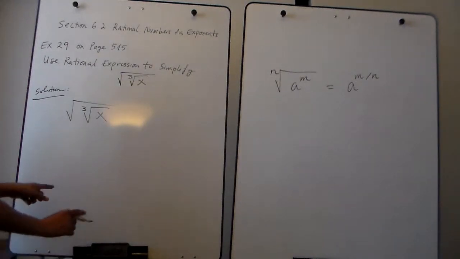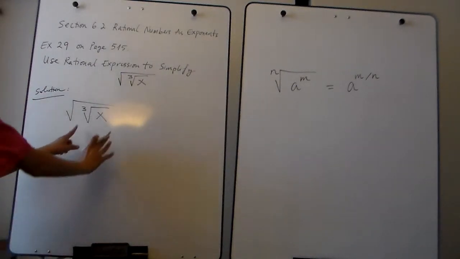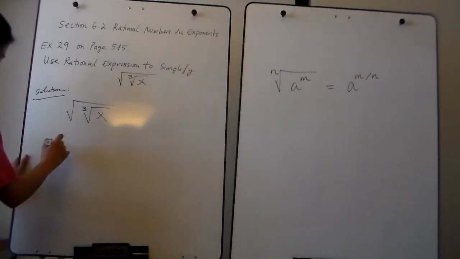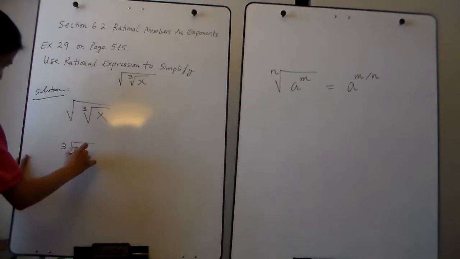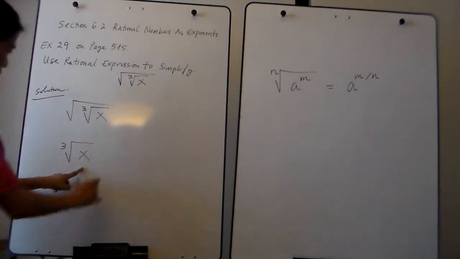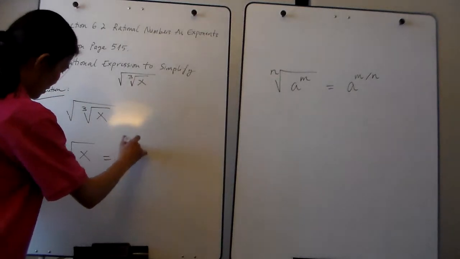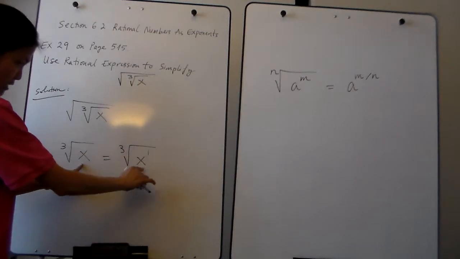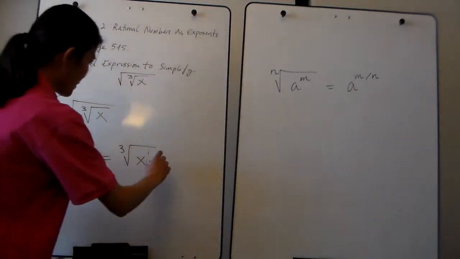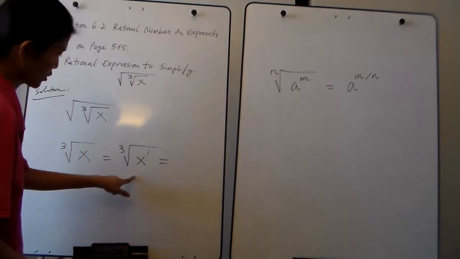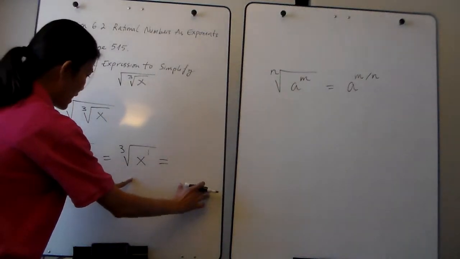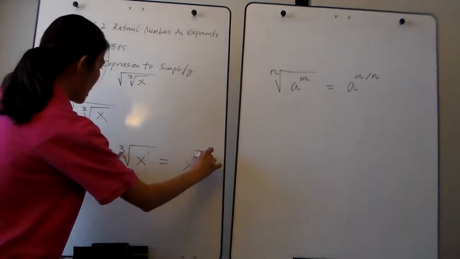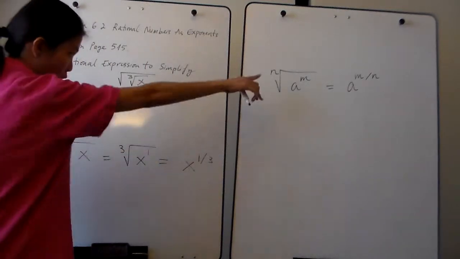So, to do that, we'll work with one radical at a time, okay? So let me focus on this inner radical, the cube root of x. Now you know that, using this formula, you can treat x as x raised to the first power, okay? So that means going from the radical expression to the exponent expression, x raised to 1 divided by 3. Okay, I'm using this formula.